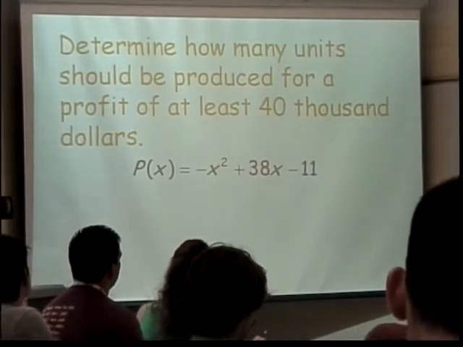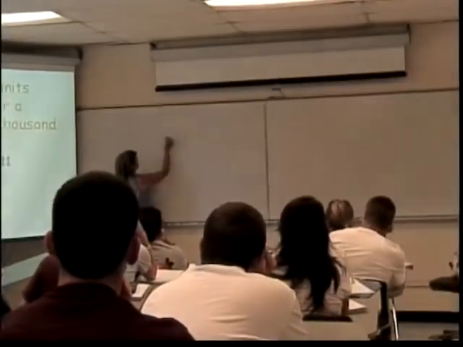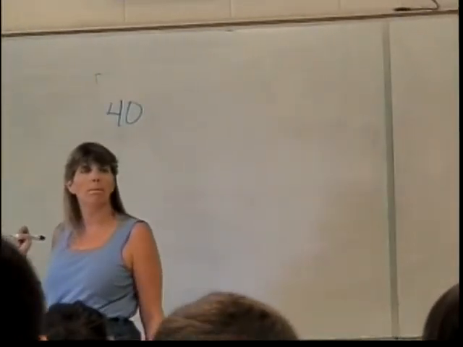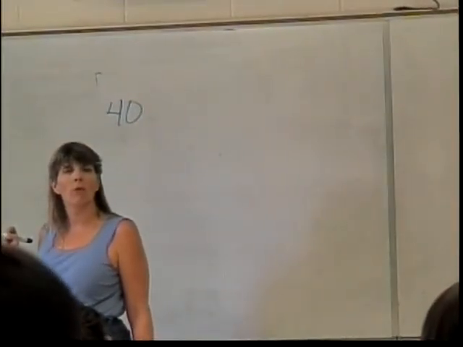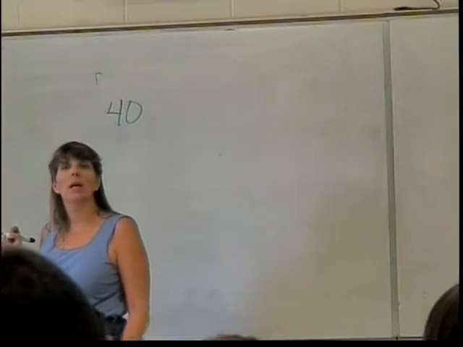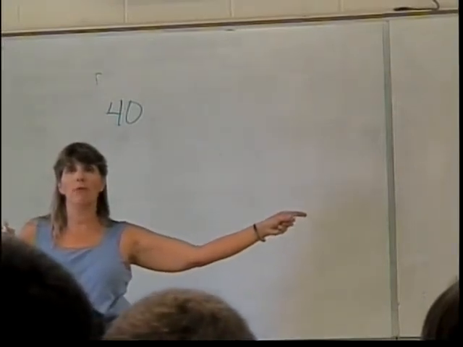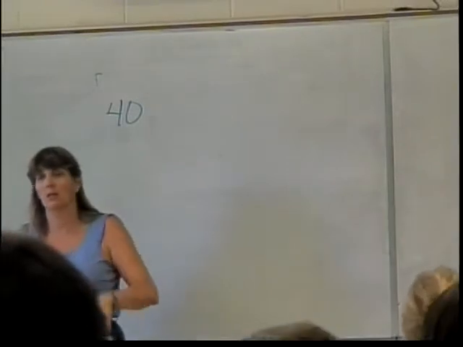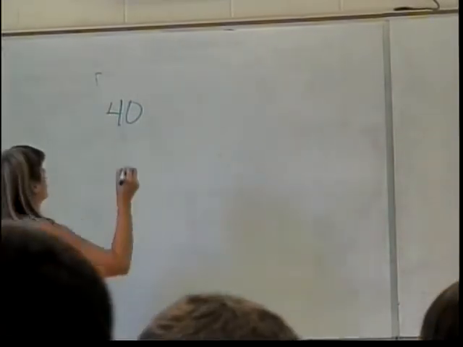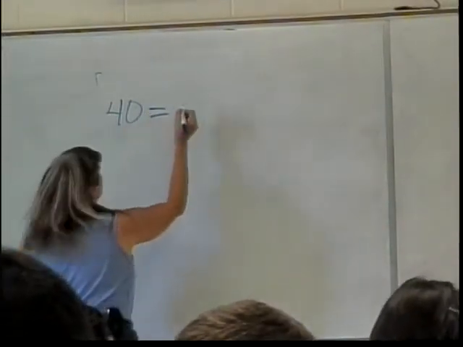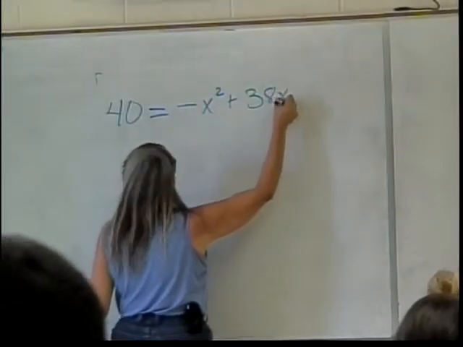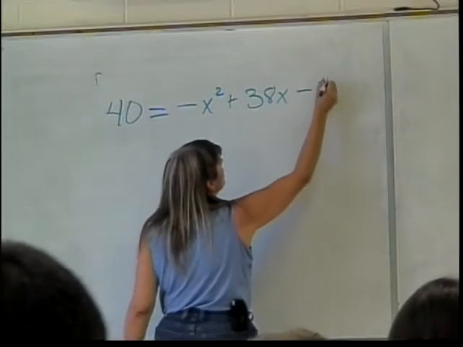So I will say, you guys tell me, I do 40. Do I do 40,000 or just 40? Why 40? Because if you go back to the beginning, it said the profit comes out in thousands of dollars, and so this is 40,000s, so I only need the 40 part. So 40 equals negative x squared plus 38x minus 11.